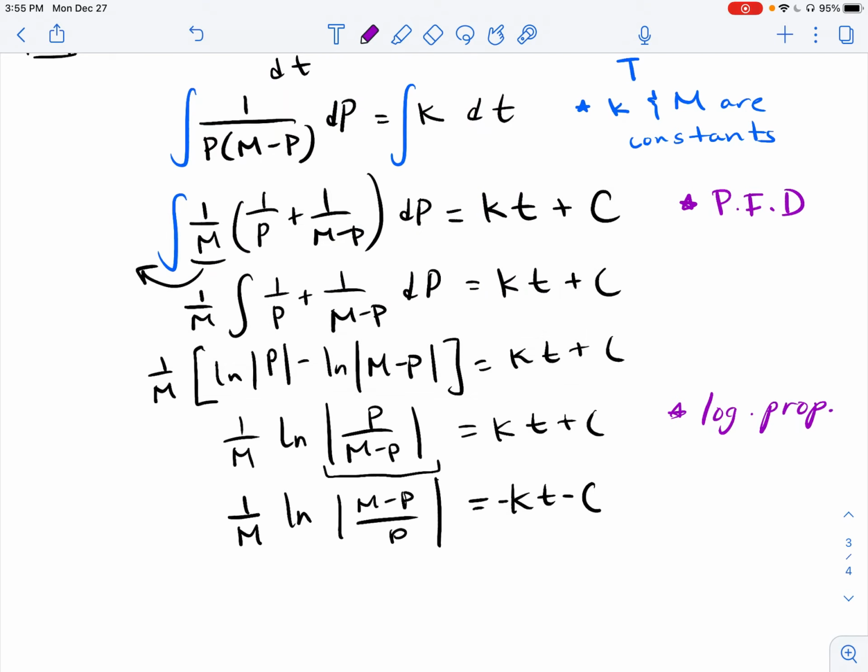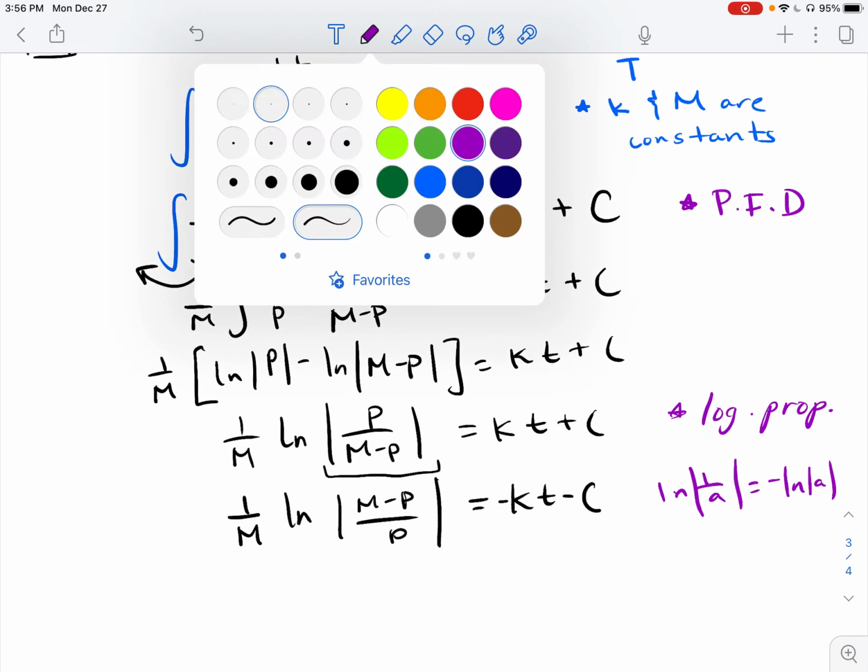And just to recap how I'm able to say that, because we know that the natural log of 1 over a is equal to the negative natural log of the absolute value of a, something like that. Okay, so I'm just using another set of log properties here, leveraging being able to use negative powers to write the reciprocal there.